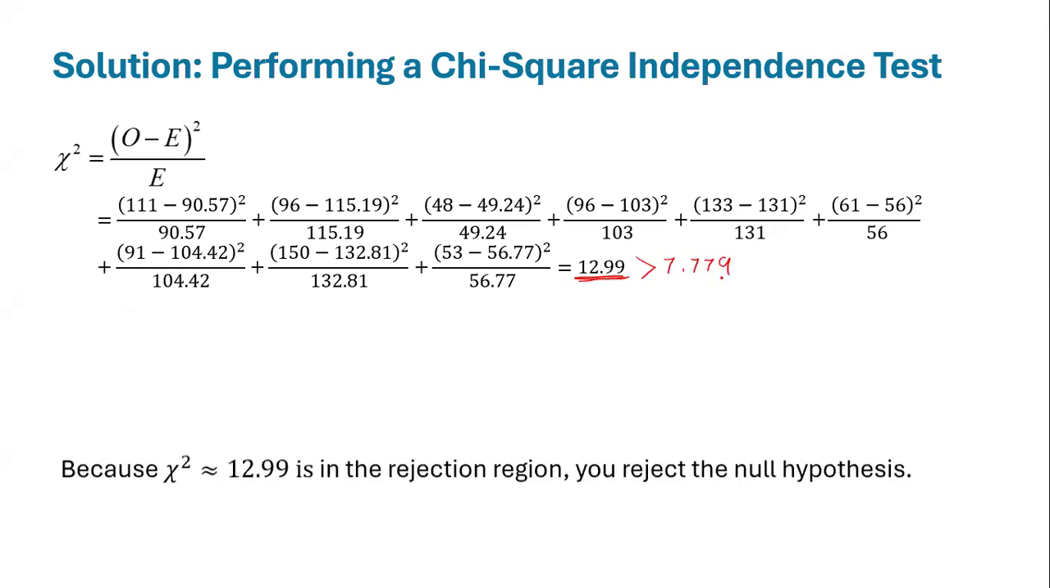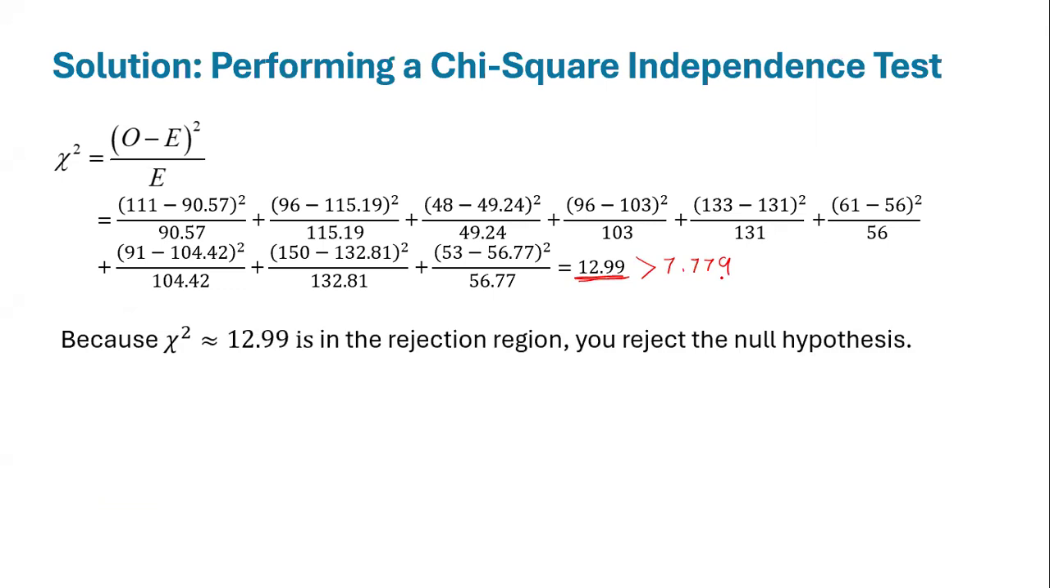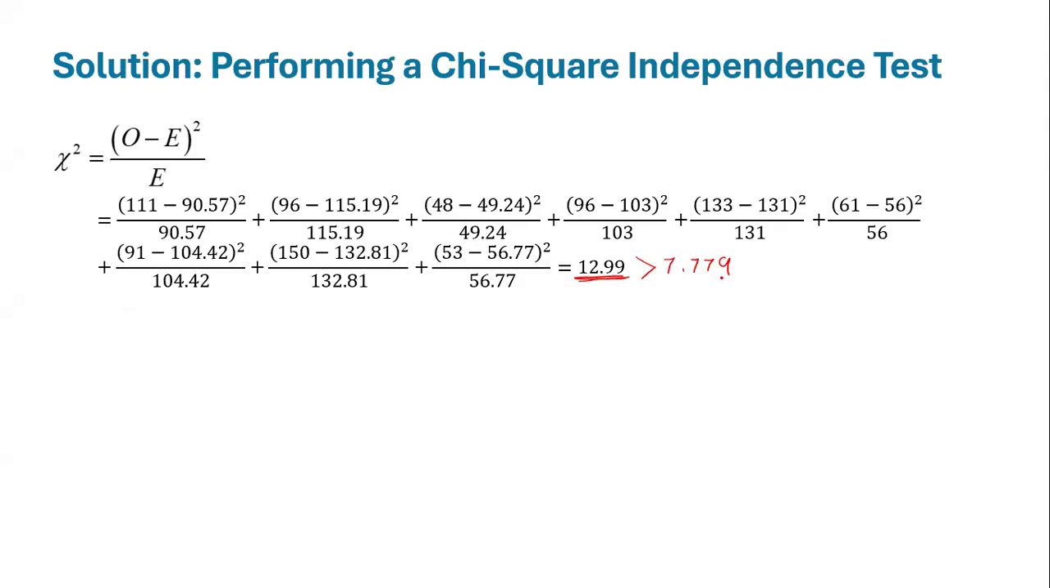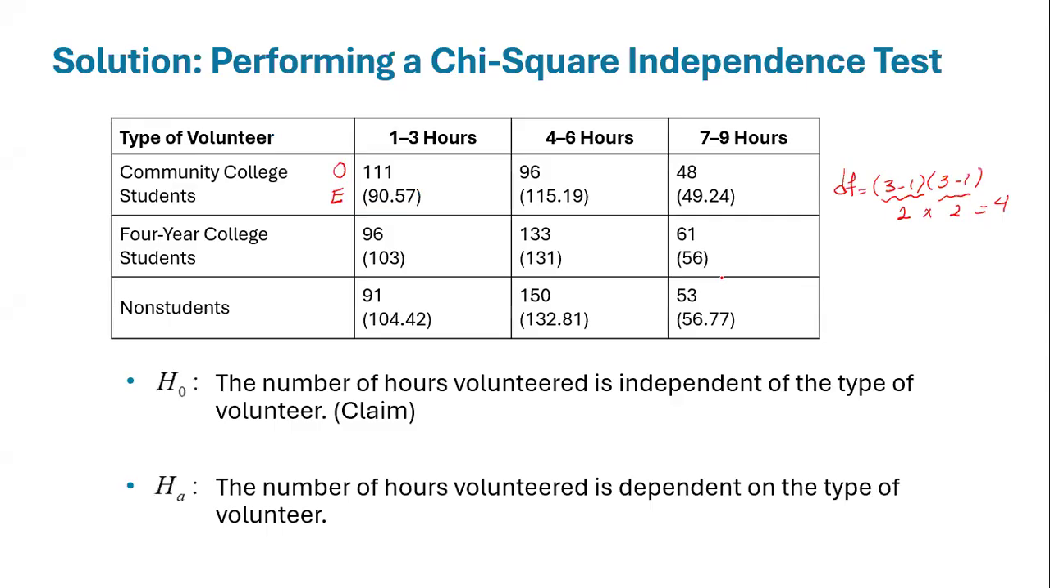If it's in the rejection region, we need to reject the null. And the null was the claim. So that means we need to reject the claim. And if you reject the claim, it means that you don't have enough evidence that they are independent of each other.